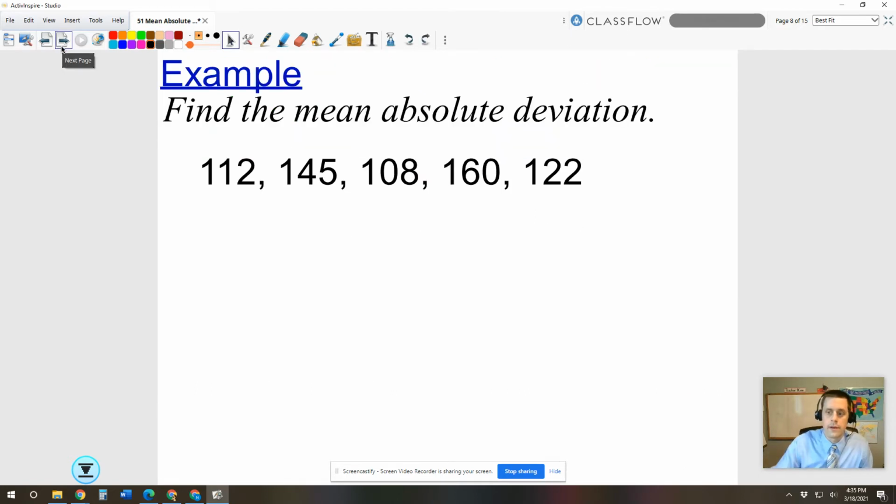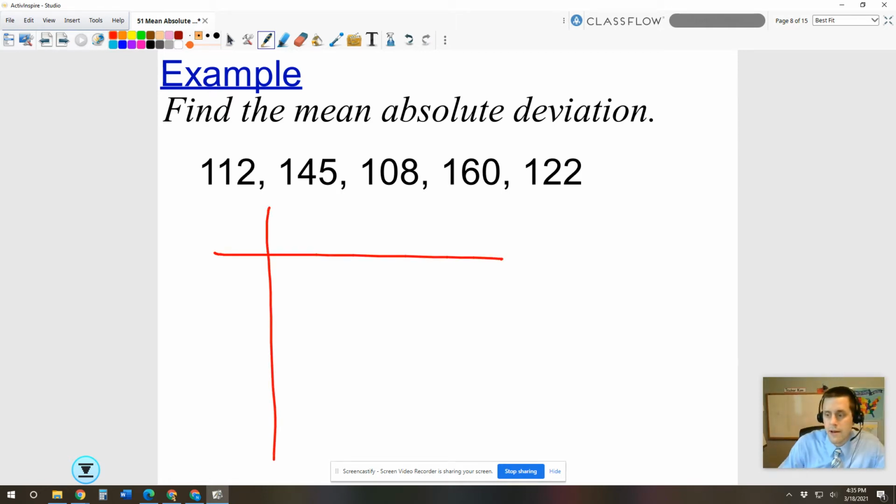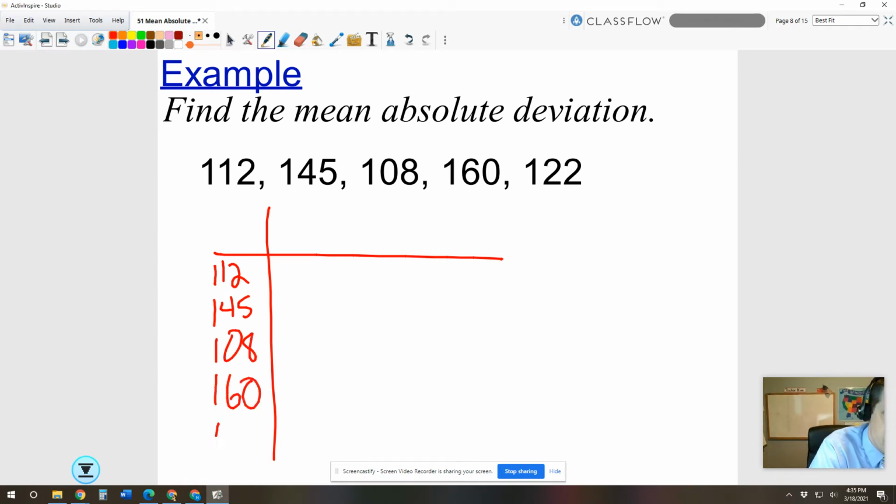Here's our first example. We're given the set 112, 145, 108, 160, and 122. Calculating mean absolute deviation is easier with a table. So I'm going to start with a table. In my first column, I'm going to list all of the values of my data set. So I have 112, 145, 108, 160, and 122.